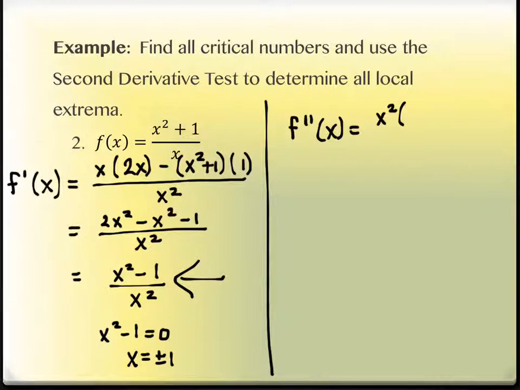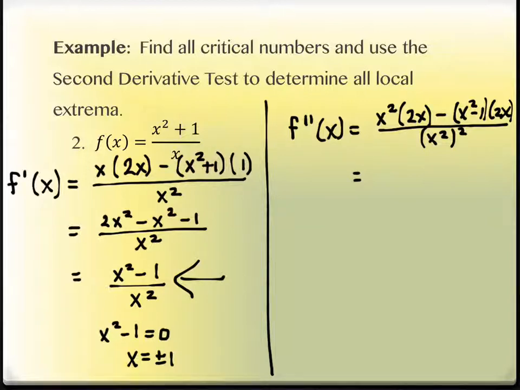X squared, very good. And then times the derivative of the numerator, which is 2x, minus what? Right, so x squared minus 1 from the top and 2x from the bottom in either order. So numerator times derivative of the denominator, all over the denominator, which was x squared, squared.